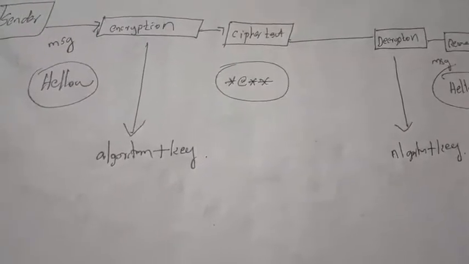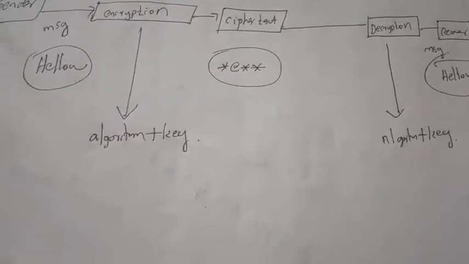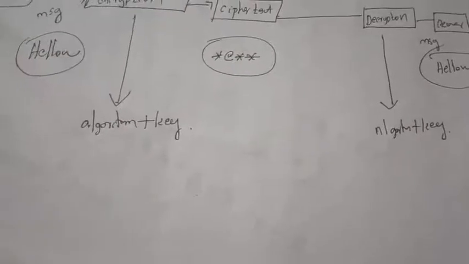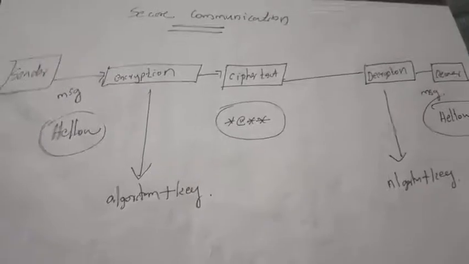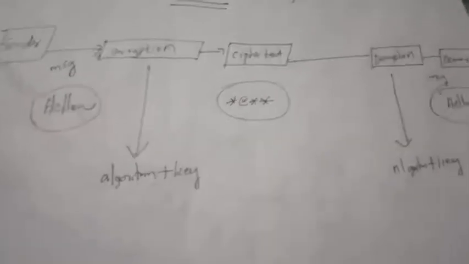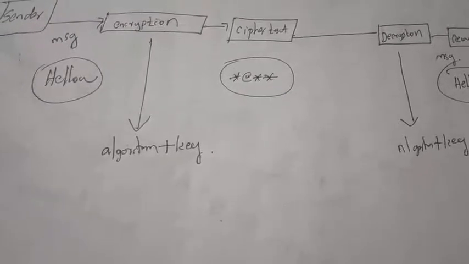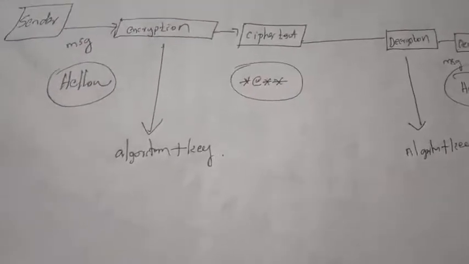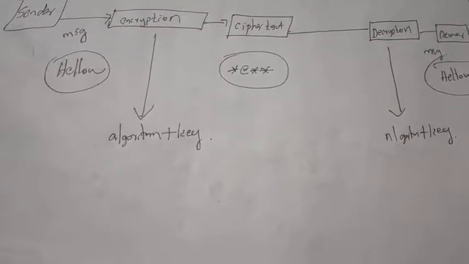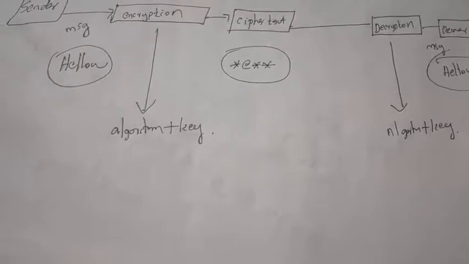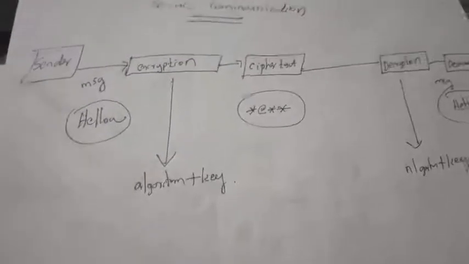So encryption means converting the original message to ciphertext. Decryption means converting the ciphertext to the original message by using the same algorithm and same key. This is called the encryption and decryption process. We need one algorithm and one key, and the key and algorithm are shared with both the sender and receiver. The same algorithm and same key. Then only the receiver can regenerate the original message from the ciphertext. This is the main concept of secure communication.